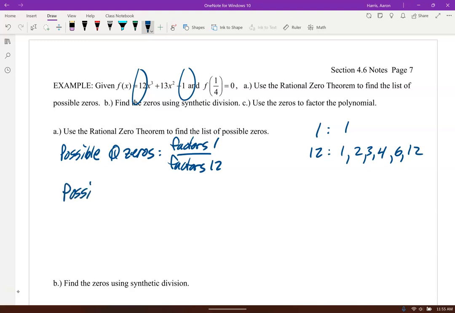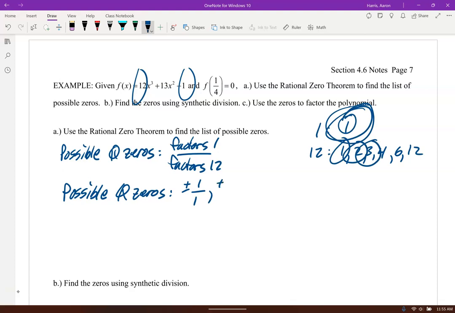So let's write our list of possible rational zeros. Well, factors of 1, plus or minus 1, over the 1. So I'm going 1 over 1, then I'm going 1 over 2, 1 over 3, and so on. There's our list of 12 possible zeros in this case. 12 of them, 1, -1, and so on.